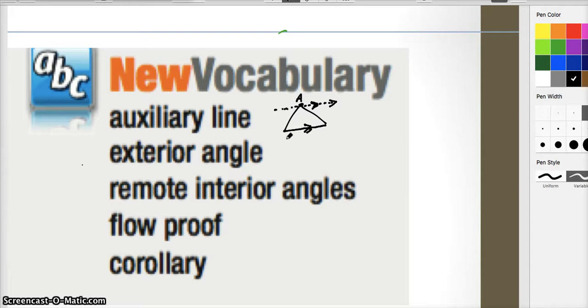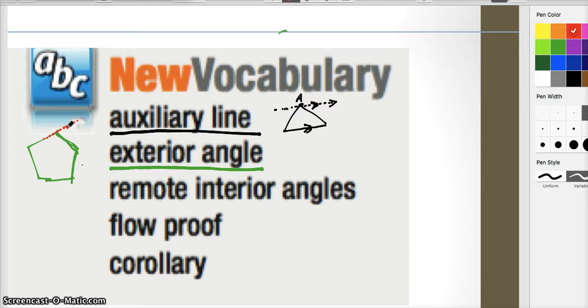The next thing we're going to talk about is an exterior angle. An exterior angle is best represented when you have a polygon. I'm going to draw a five-sided figure. We remember that's called a pentagon. So I've drawn this pentagon and I'm going to draw an exterior angle. To draw an exterior angle, you extend one side and you pull it out like that. And the angle that is created is called an exterior angle. This is an exterior angle.